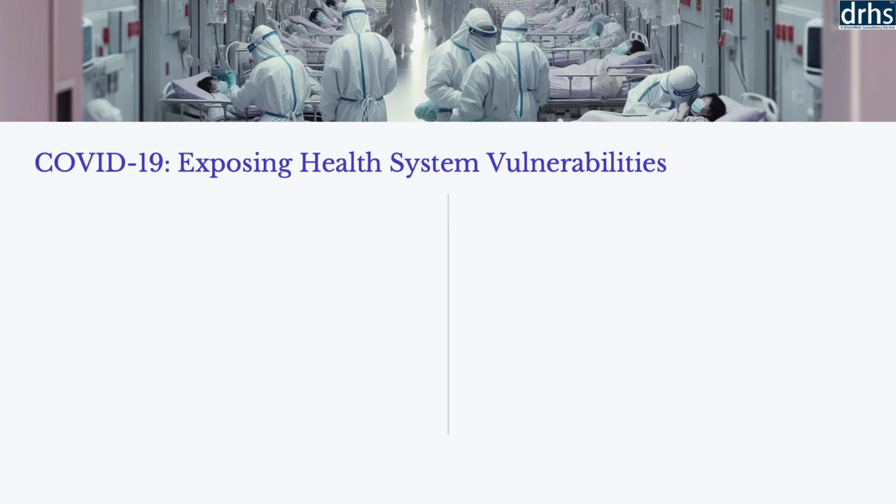Slide 12. COVID-19, exposing health system vulnerabilities. The COVID-19 pandemic starkly exposed the vulnerabilities in health systems worldwide, including India. In the early phase, January to March 2020, initial containment measures such as international travel restrictions and surveillance systems were implemented. However, the health infrastructure was unprepared for the impending crisis, revealing gaps in testing, resource allocation, and healthcare capacity.